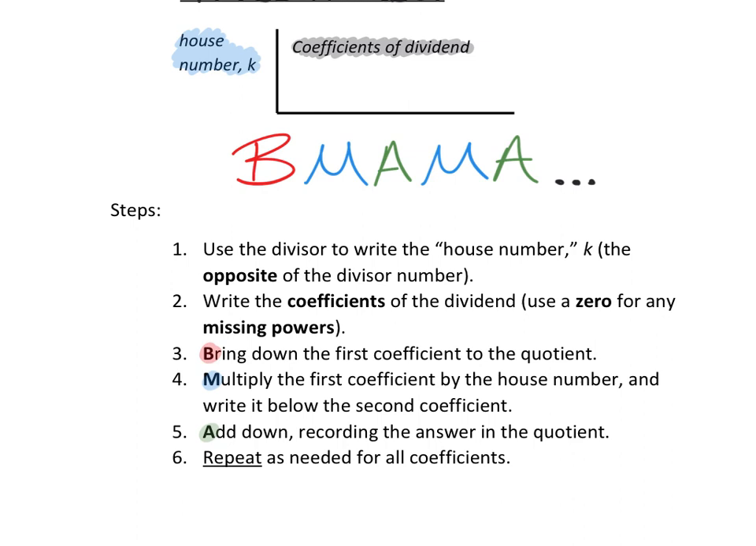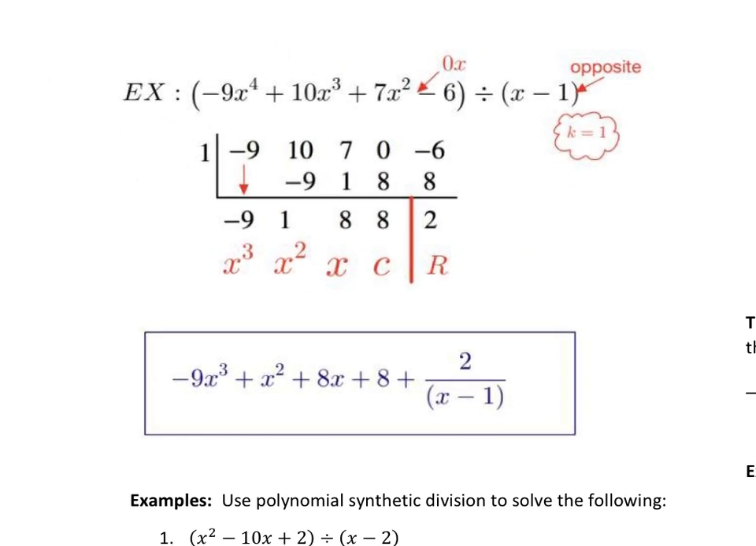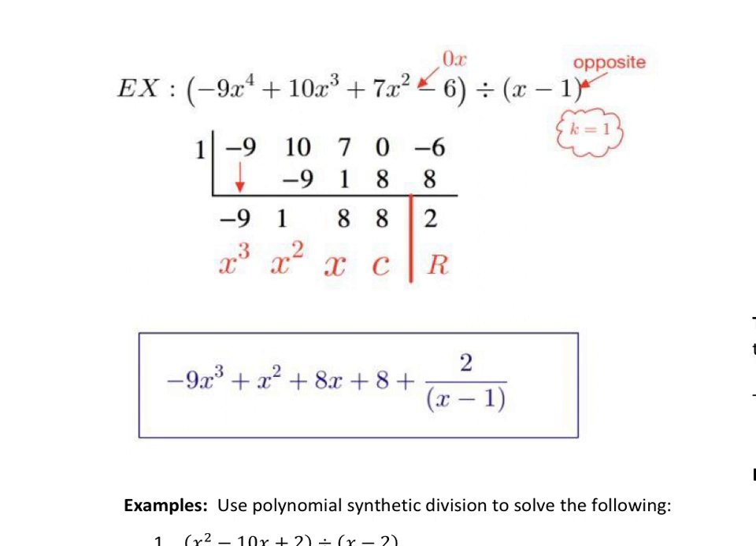Okay? Those are the steps. Not going to make sense till we see a few examples. Those examples are on the inside. So when you're ready, flip this over. Here's a nice clean example of synthetic division that we've done for you. So let's say we were trying to divide negative 9x to the 4th plus 10x cubed plus 7x squared minus 6. Notice that we're missing the 0x, and we even indicated that here. We're trying to divide that by x minus 1.